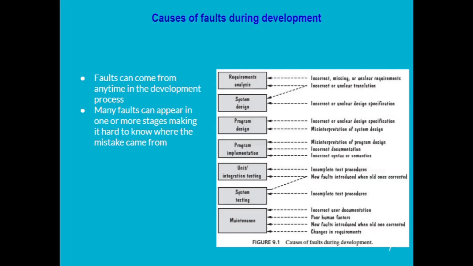Causes of faults during development. The table on the right shows all the causes of faults during development. You can see with the arrows on the graph that many of these faults can show up in two different stages. This can make it hard to determine where the fault came from, which can lead to tricky things in software engineering.